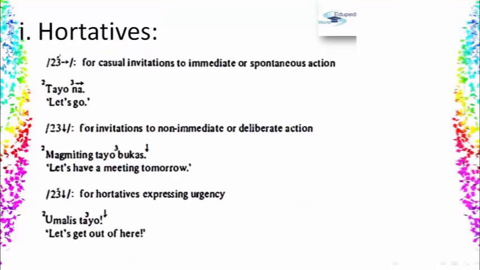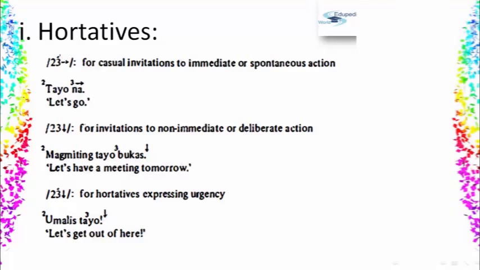Next, we have the hortatives. For example, for this one, we have the two following. This is for casual invitations to imitate or spontaneous actions. For example, tayo na. Tayo na. Let's go. Next symbol, we have 2, 3 down for invitations to non-immediate or deliberate action. For example, mag-meeting tayo bukas. Mag-meeting tayo bukas. Let's have a meeting tomorrow.